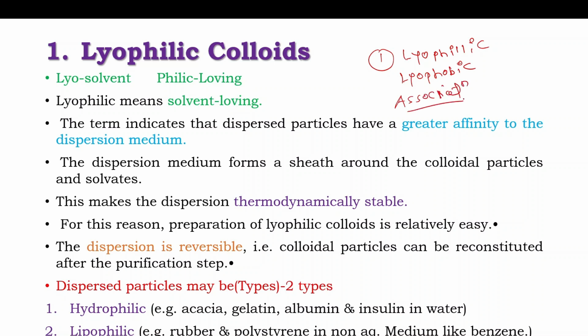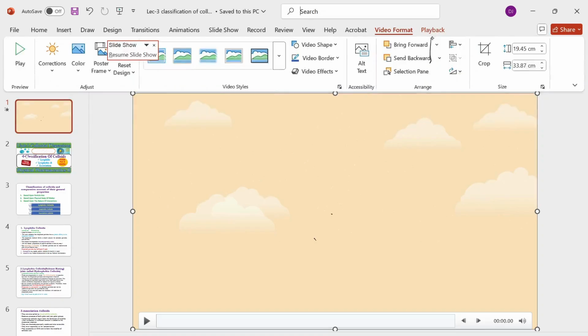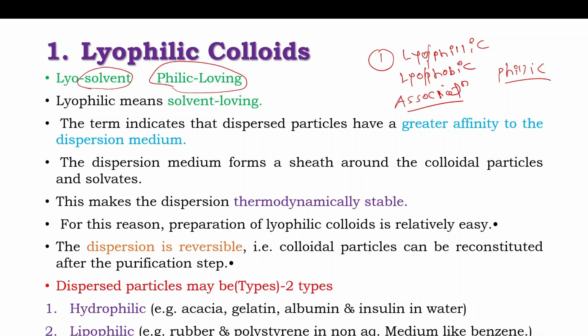Okay, so in this you can split the word lyophilic into two parts, that is lyo and philic. So what is meant by lyo? Lyo is the solvent. And what is the meaning of philic? Philic is the loving in nature.